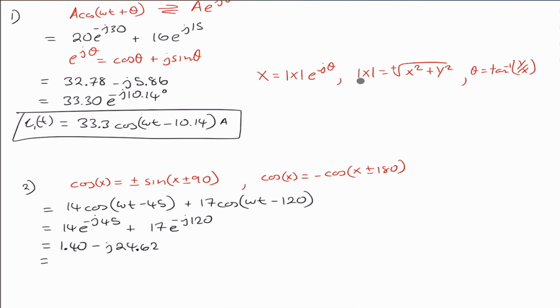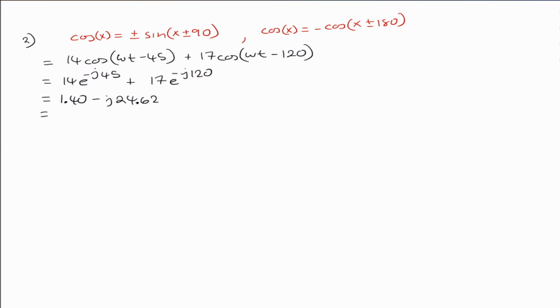So at this point, we can go back to the same technique that we used earlier, use our complex algebra relationships and convert that to polar form, so we can get back to the time domain. So in polar form, this is equal to 24.66 e to the minus j 86.75. So let's call it 86.8 degrees.